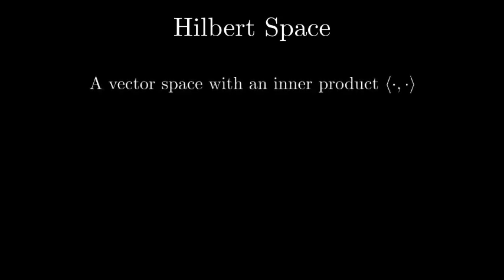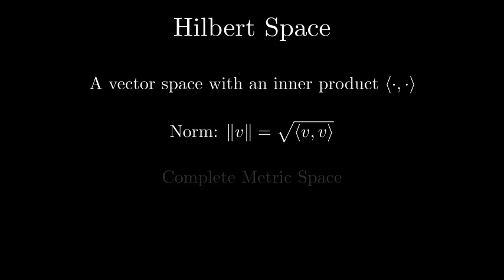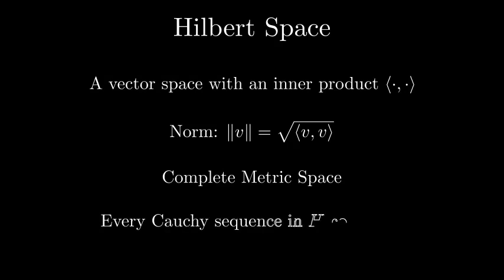limit within the space. In other words, a Hilbert space H is a vector space equipped with an inner product, denoted as the operation that takes two vectors and returns a scalar, such that the norm induced by this inner product, defined as the square root of the inner product of a vector with itself, makes H a complete metric space. This means that every Cauchy sequence in H, which is a sequence where the elements become arbitrarily close to each other as the sequence progresses, converges to a limit that is also within H.